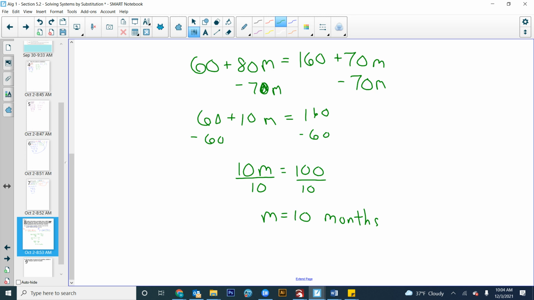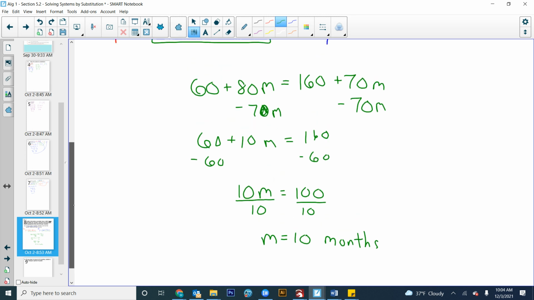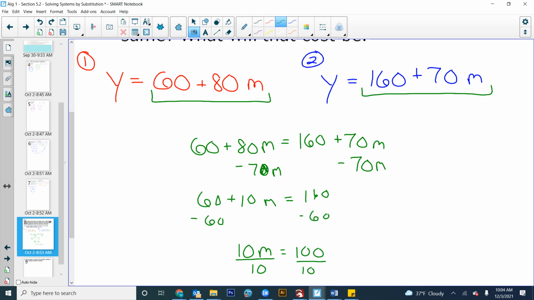After 10 months, which plan's going to be cheaper? Red or blue? This one costs $80 a month. This one says $70 a month. After they cross, isn't this one going up shallower? This one's steeper. This one really hurt at the beginning because it was a big setup fee. But after they cross, this one's going to be cheaper.